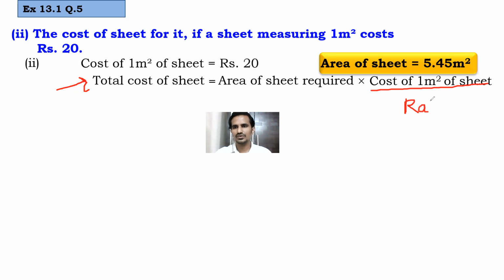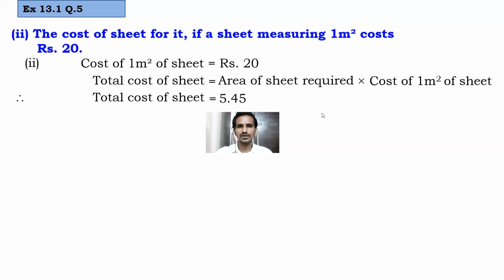In most of the questions, you will find the word rate. Rate means the cost of 1 meter square of sheet, or 1 centimeter square of sheet, whatever unit is used. So it is area multiplied by the rate. So let's do that multiplication here, which is total cost is equal to 5.45 multiplied by 20. This is very easy, as good as multiplying it by 2 and then adjusting the decimal.